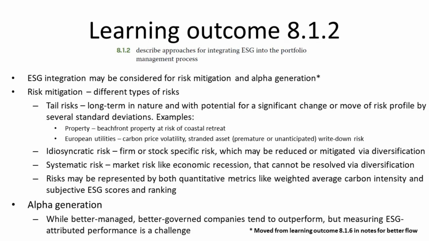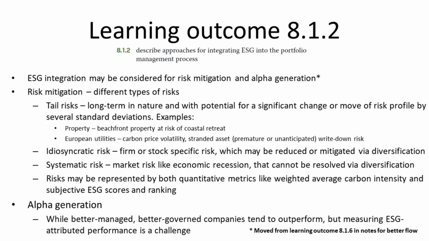And idiosyncratic risk, which you may be familiar with. That is firm or stock specific risk, which may be reduced or mitigated via diversification. The opposite of idiosyncratic risk is the so-called systematic risk. Systematic risk cannot be resolved just via diversification, and includes market risk like, say, economic recession. Risk may be represented by both quantitative metrics like the weighted average carbon intensity, or WACI, and subjective ESG scores and rankings. And I hope you still remember what WACI is.